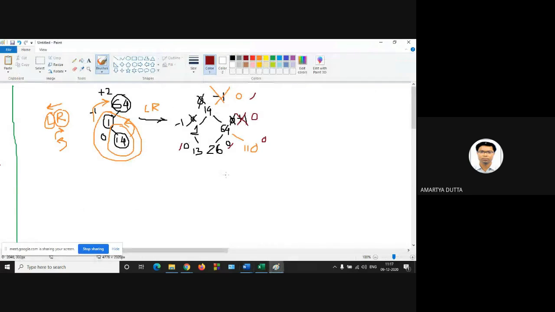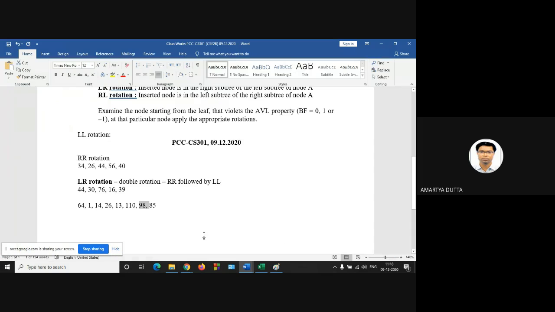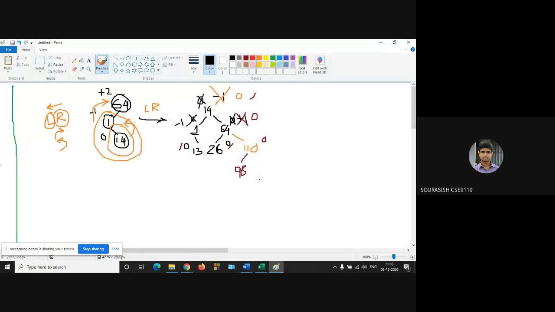98. What is the proper position of 98 now? Left child of 110. So 98. Now again check the balance. Is it balanced or not? Yes, sir, balanced. Okay, it is balanced. Next one, 85, that will be left child of 98, and it will be unbalanced now.